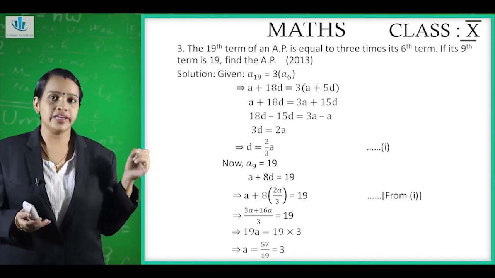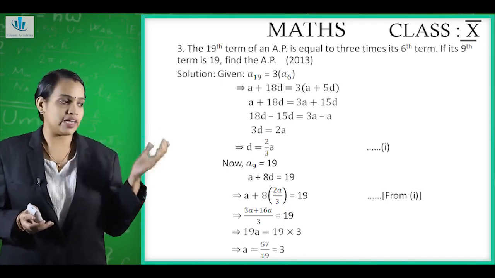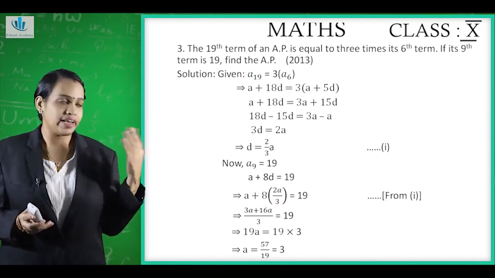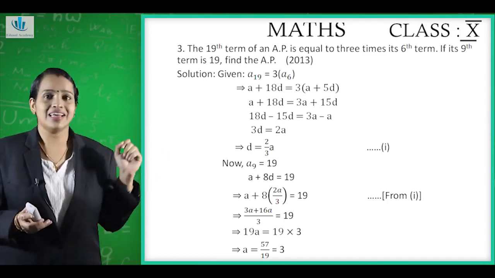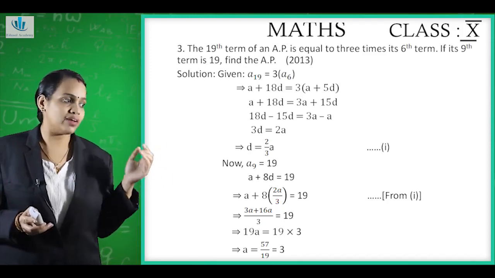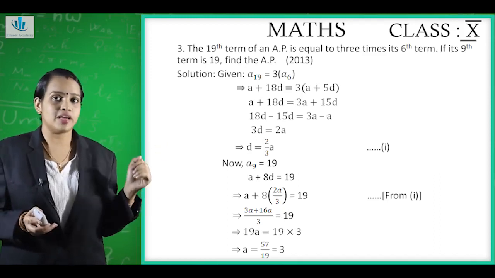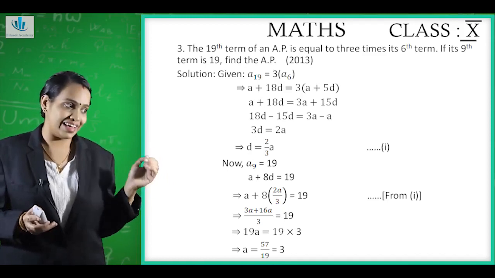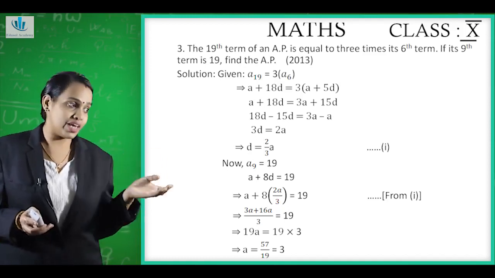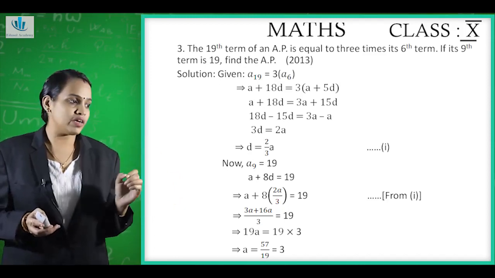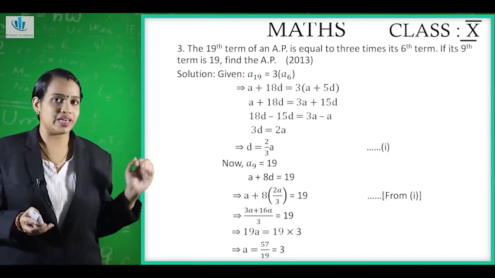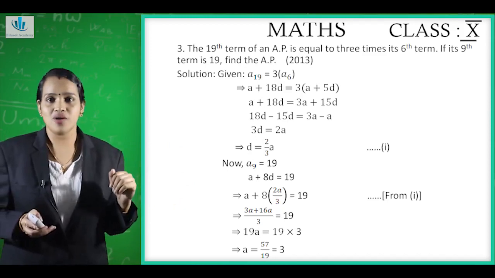Therefore, we will take d on one side and a on the other side. So, 18d minus 15d is equal to 3a minus a. So, 18d minus 15d gives 3d, which is equal to 3a minus a, which gives 2a. So, d becomes 2a upon 3. We give it as equation 1.